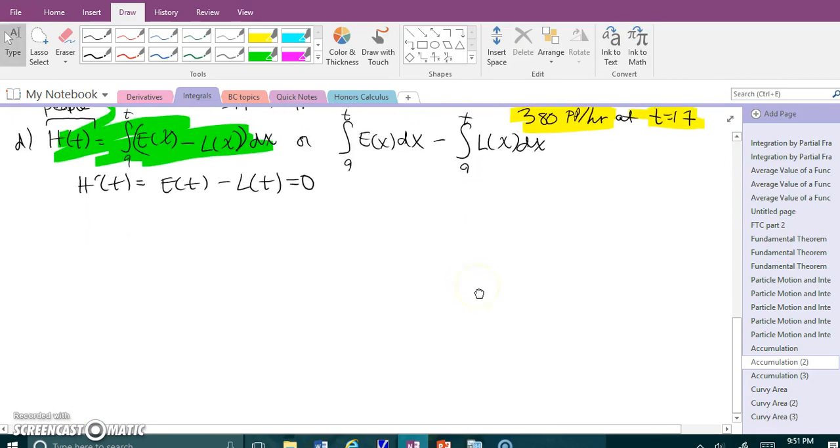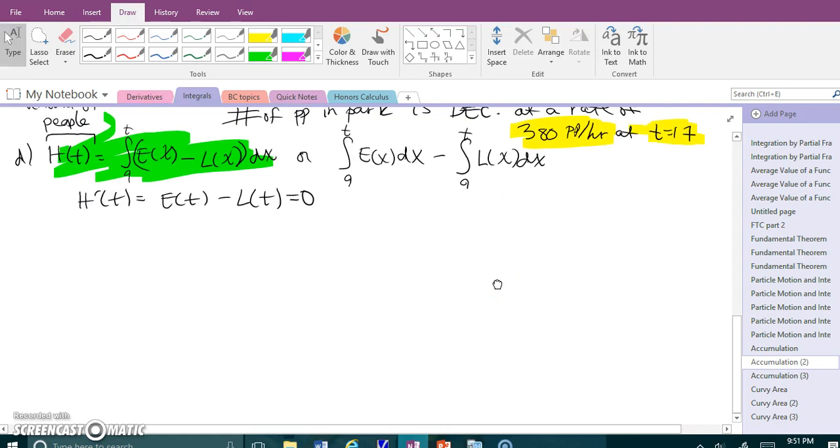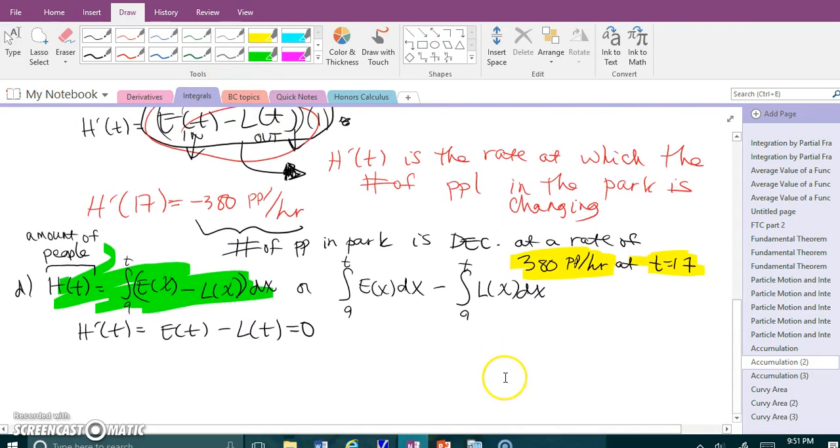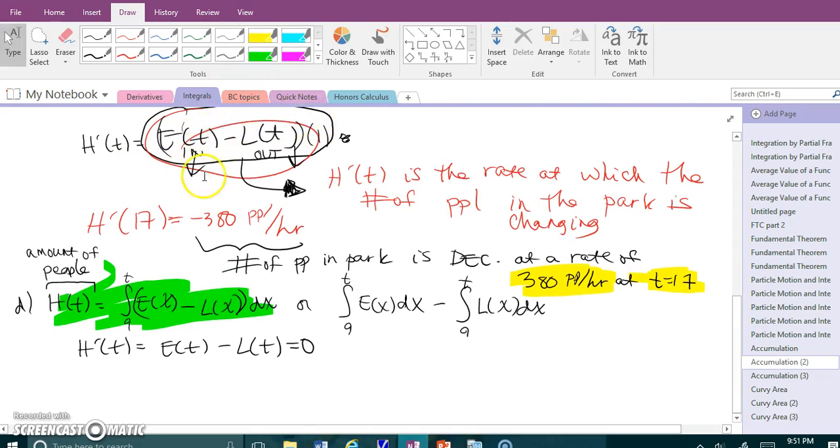So then because I want the number of people to be a maximum, I'm going to take the derivative of it, which I already did above in part C right here using the fundamental theorem of calculus, and I'm going to set my derivative equal to 0. So I have this statement right here.